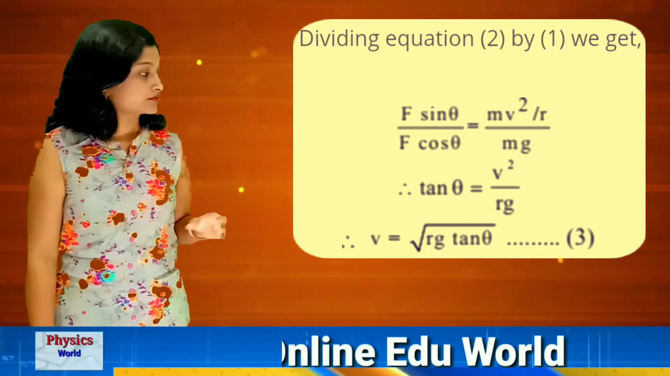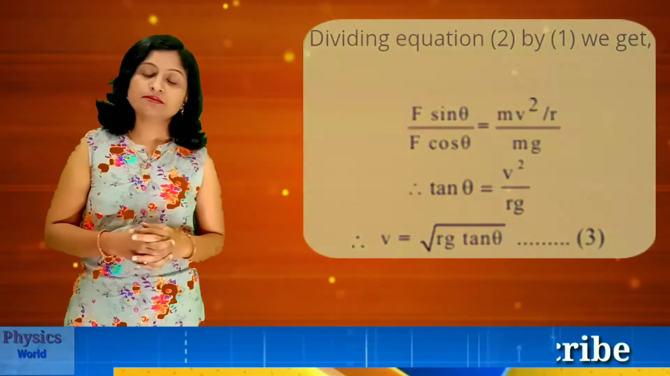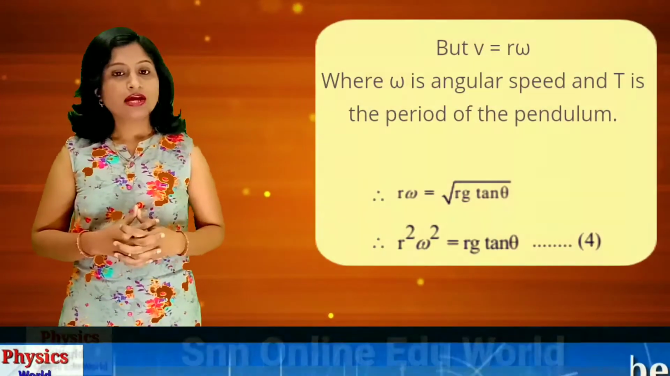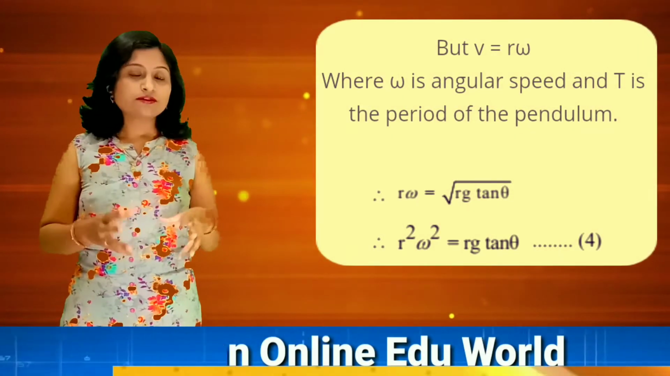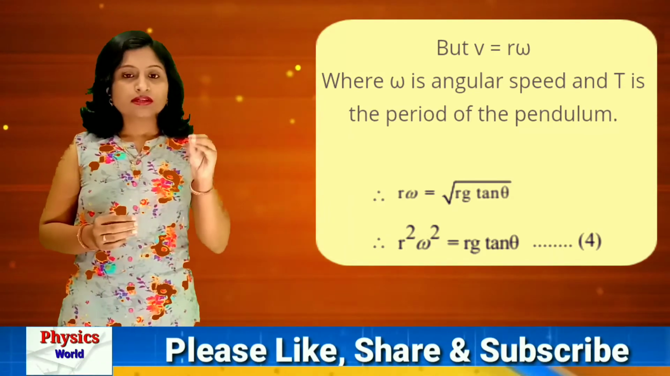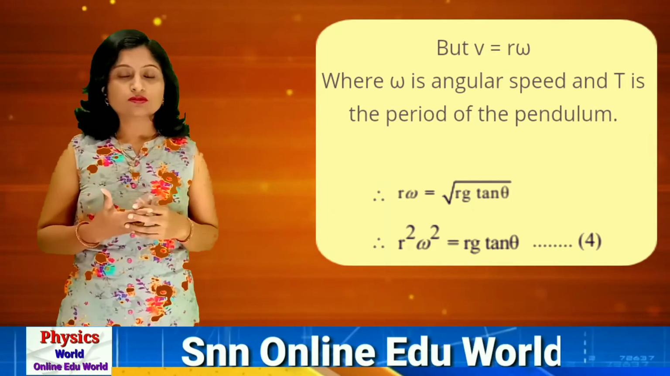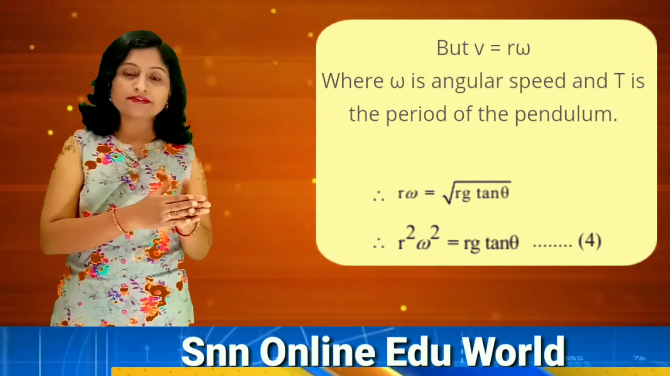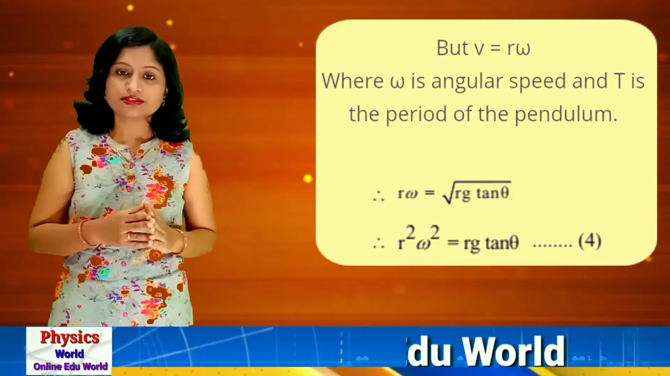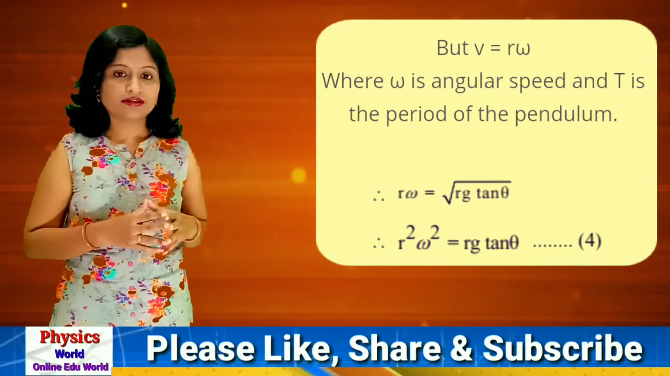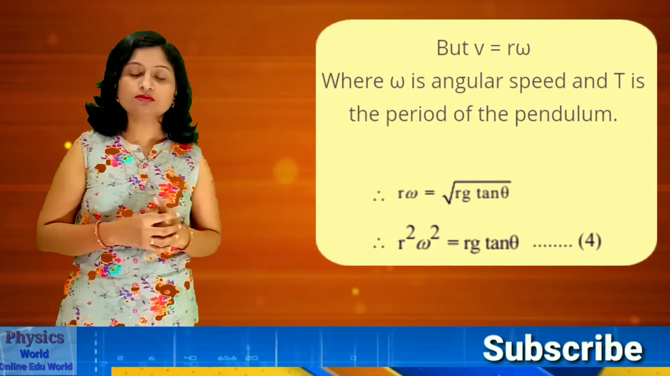Now we know the relation between the linear velocity and the angular velocity. Why are we using it here? Because the bob, or the pendulum, performs circular motion. So here we require the linear velocity and angular velocity relation that we studied earlier: v is equal to r into omega.